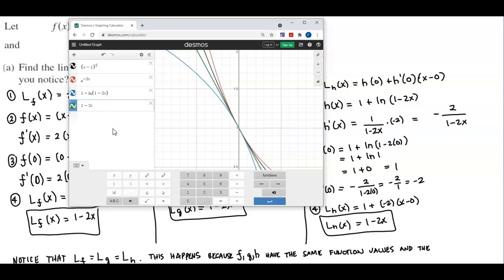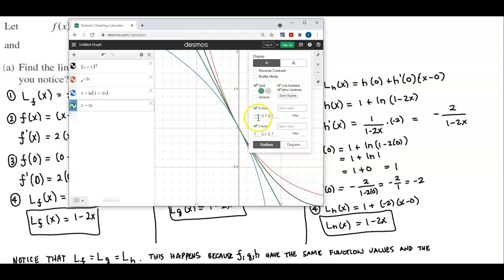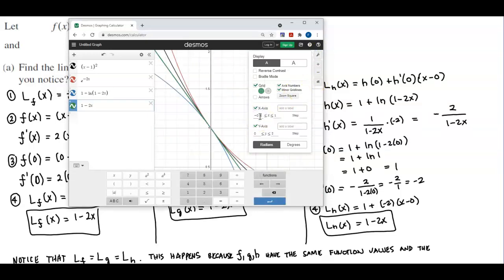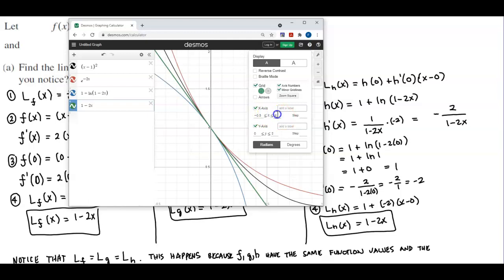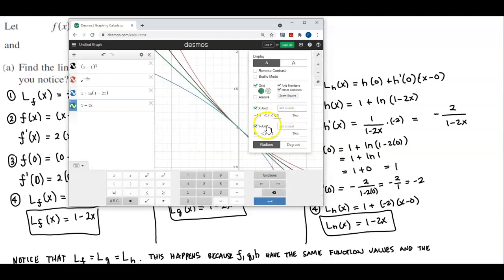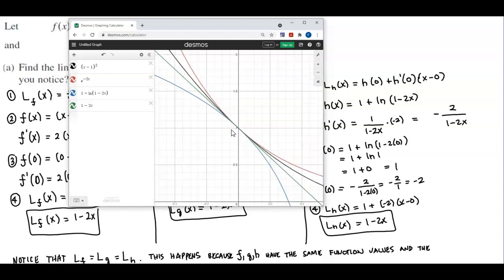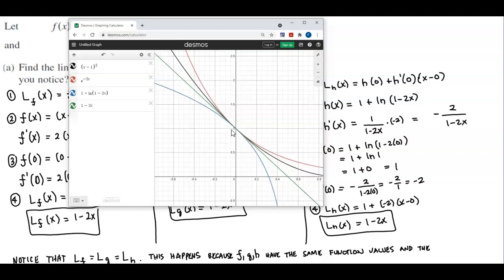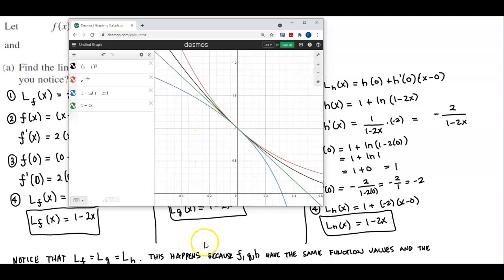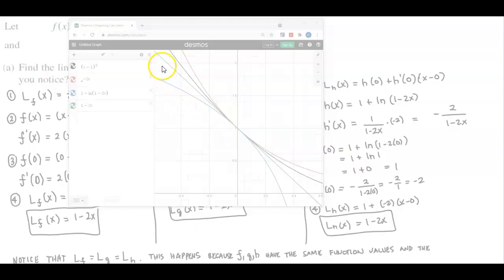Now, let's make sure we have a nice readable viewing rectangle. So we're going to go, let's say, negative 0.5 to positive 0.5. We'll go to 0, 2. Okay, so let's take a look at this function here.